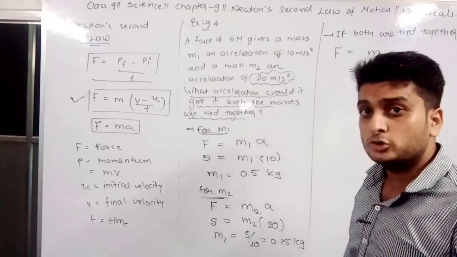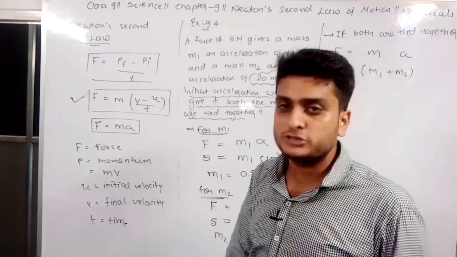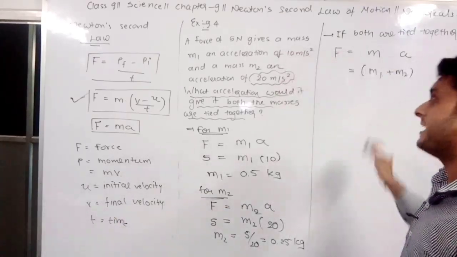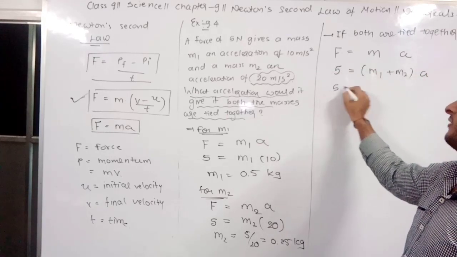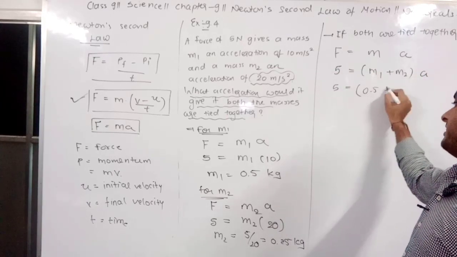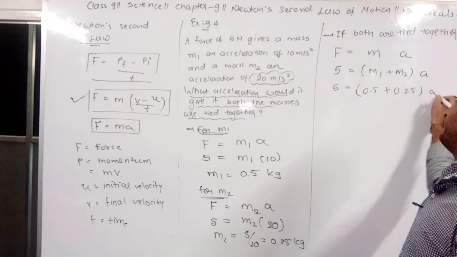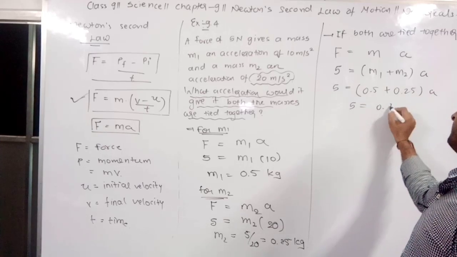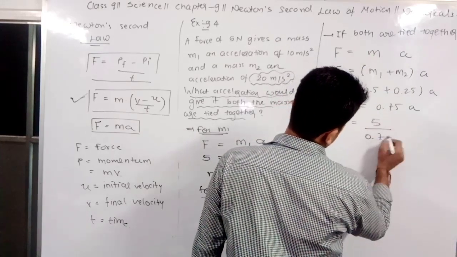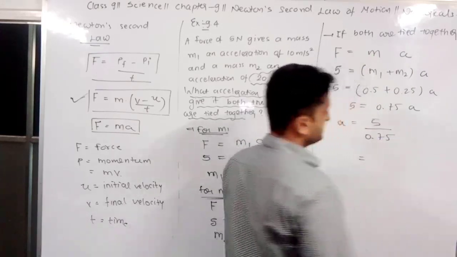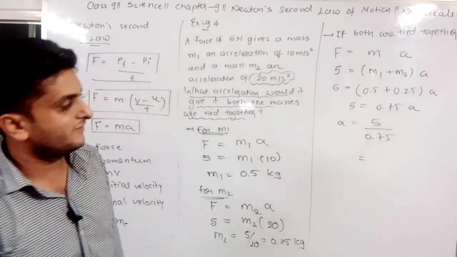As we are tying both the objects together, तो total mass तो plus ही हो जाना है, दोनों को बांध दोगे तो. We are applying the same force again of 5 Newton. And we want to find this acceleration. Okay, what is m1? m1 is 0.5, m2 is 0.25, into a, that is 5. 0.75 is a, so acceleration is 5 divided by 0.75.